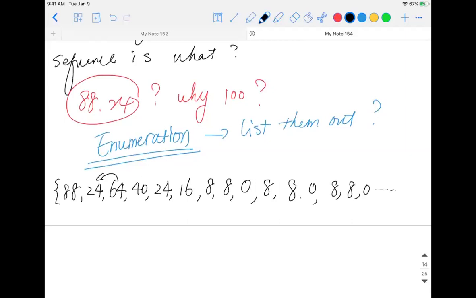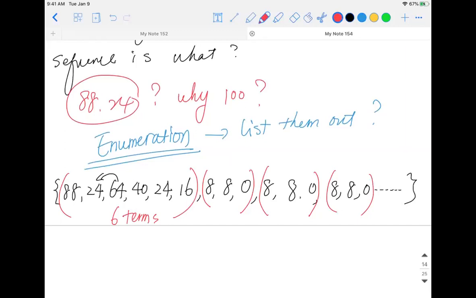You see? As long as you list out several terms, you find the pattern right away. Even though I don't know the magic of the first 6 terms, I know that from the 7th term on, this is going to be a period: 8, 8, 0, 8, 8, 0. Is that right? All of this is actually based on observation. If you do not enumerate, there's no way for you to observe.